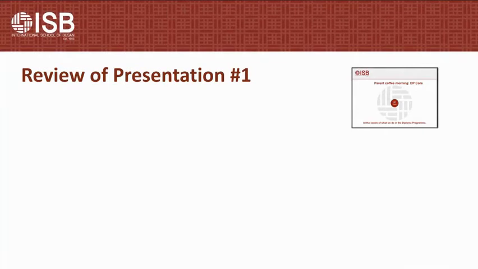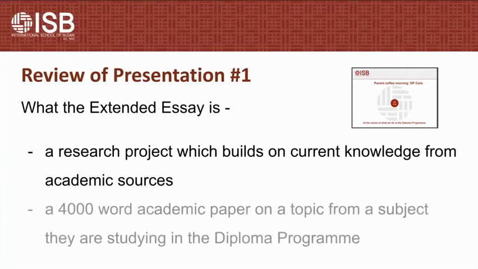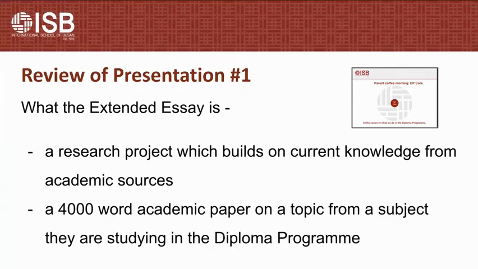In an earlier presentation, we discussed what the extended essay is. In the extended essay, students choose a topic from a subject which they're studying in the diploma program, and they then develop that topic much further than they've discussed in the classroom. They begin by researching the topic, by making sure that their foundation of knowledge is strong. They will develop an argument. They'll think critically about the research which has already been done, and then using those academic sources, they'll build their own point of view.